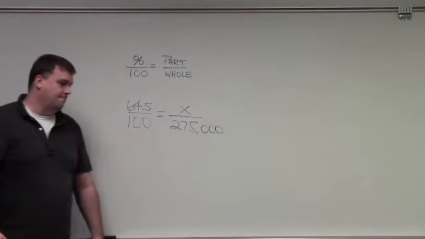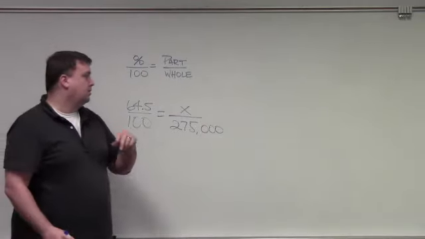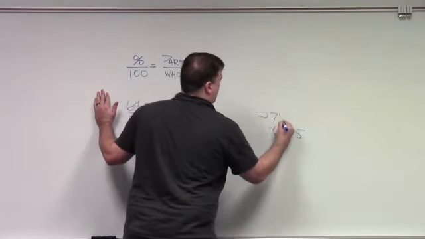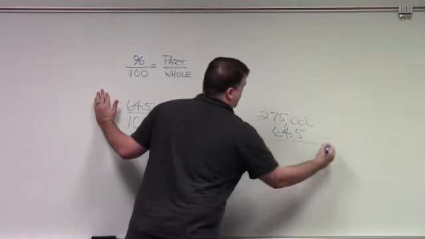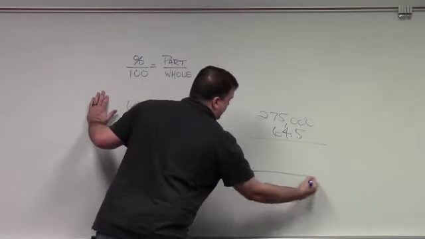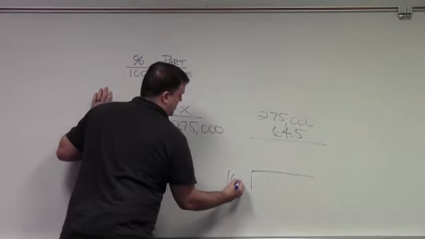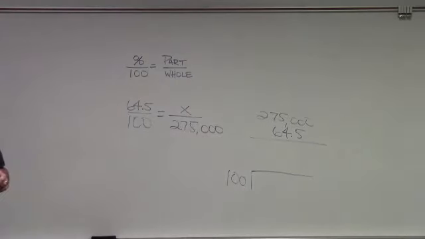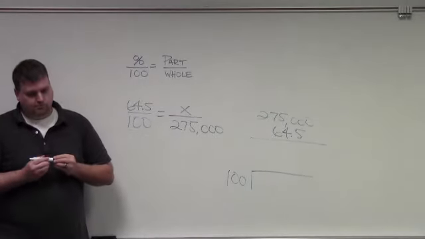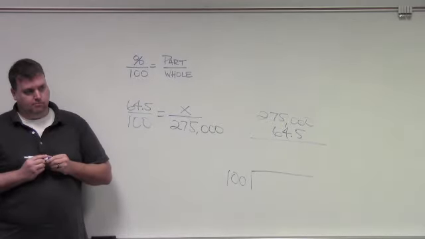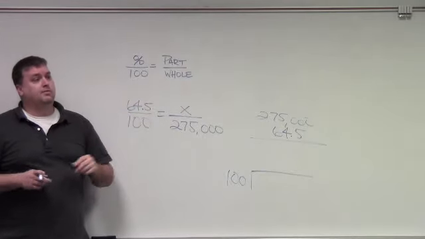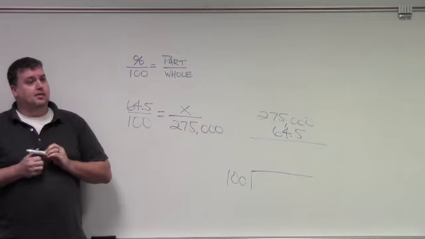So how would I solve that? Cross multiply? What am I going to cross multiply? 64.5 times 275,000. Multiply that. And then whatever answer that is, we're going to divide that by what? 100. So somebody multiply 275,000 times 64.5 and tell me what we get. You don't move your decimal yet, right? If you're using the proportion, you never have to move your decimal. That's the nice thing about using it. You just put it in as is.